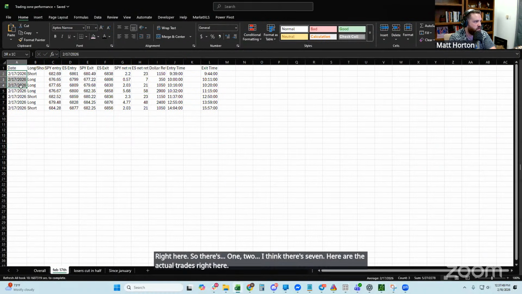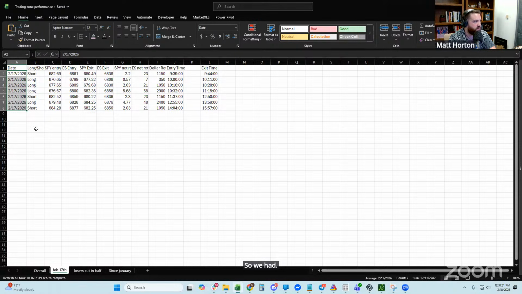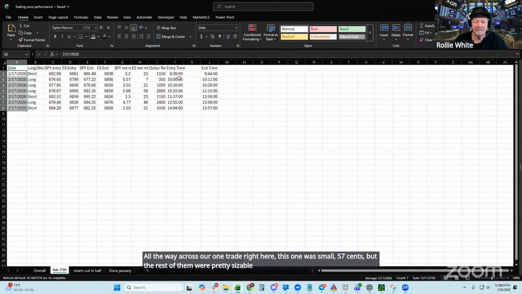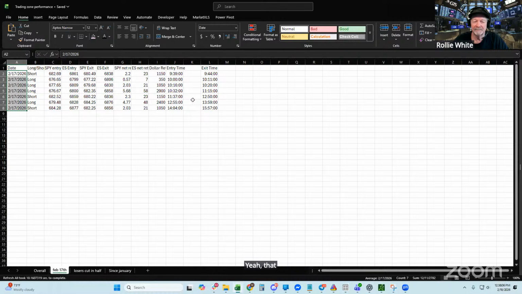So we had 7 trades, 4 longs, 3 shorts. So we were pretty even all the way across. Our one trade right here, this one was small, 57 cents, but the rest of them were pretty sizable. We pretty much traded all day long.